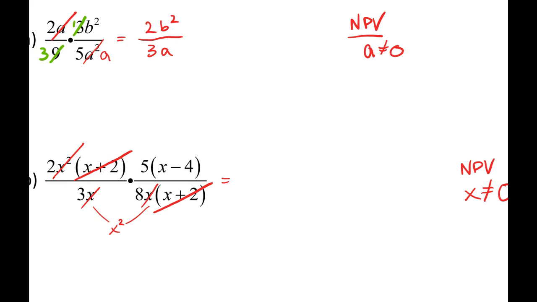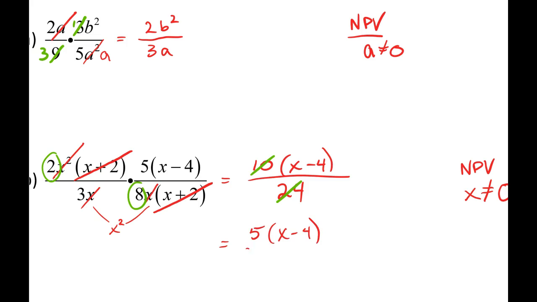Alright, and so now I'm going to multiply across. 2 times 5, this is 10, times x minus 4, and what's left on the bottom, 3 times 8, is 24. And some of you are saying, wait a second, you could have divided out a 2 out of 2 and 8. You're right. We should have done that because now we have to do it here. So if I divide both by 2, I end up with 5 times x minus 4 over 12.